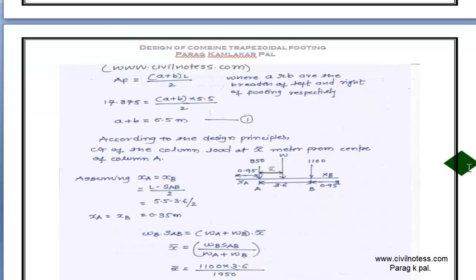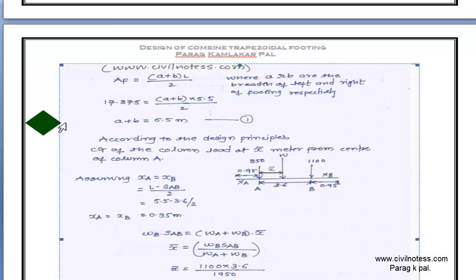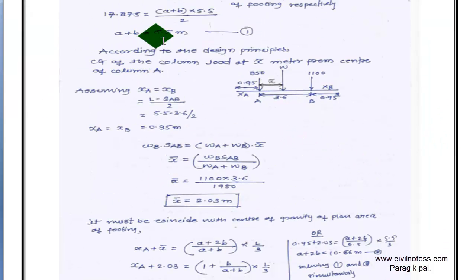So from the area of footing, I get one equation, that is (A plus B) divided by 2 times L, where A and B are the breadths of the footing on the left-hand and right-hand sides. Now put the area of footing which comes from the last formula, 17.875. We don't know the values of A and B, we have to calculate them. So put L, we know the total length, divided by 2. So you get one relation, A plus B equals 6.5 meter. This is equation number 1.